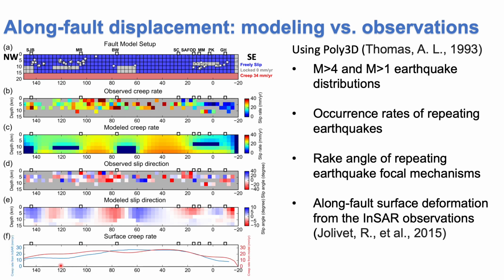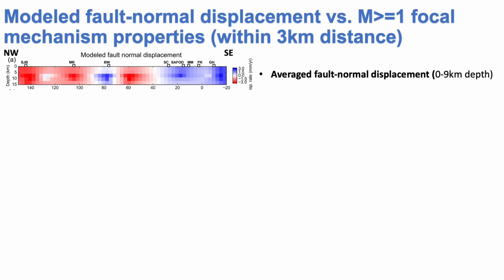Last but not least, we also compare the along-fault deformation estimated from the model, which is shown in red, with the observed surface deformation from the InSAR data. The results show that the modeling results are highly consistent with multiple observations. We further look at how the modeled fault normal displacement is related to the on-fault and off-fault earthquake properties.